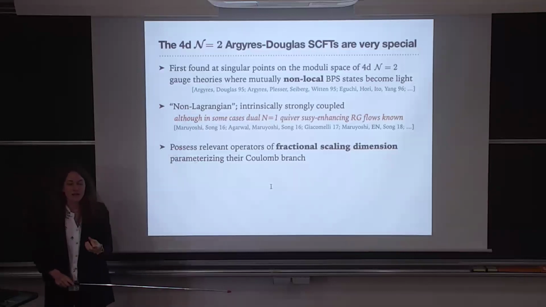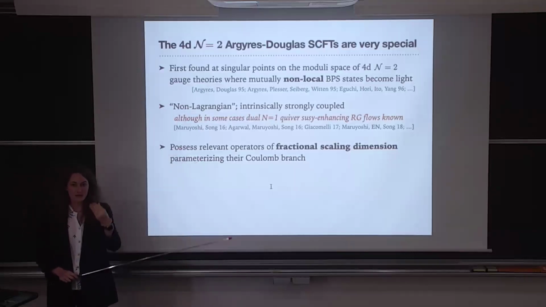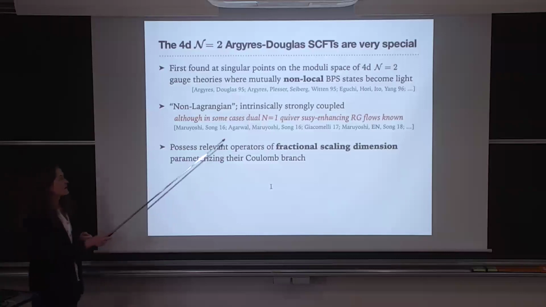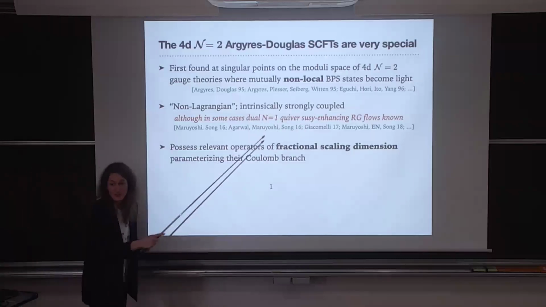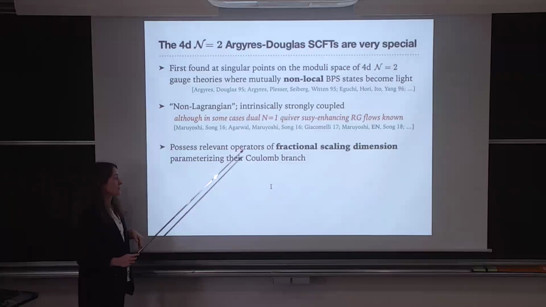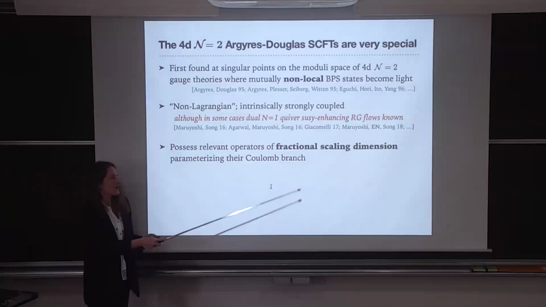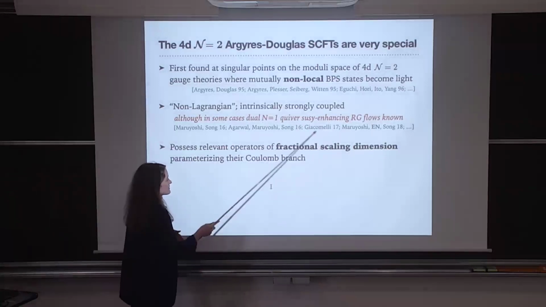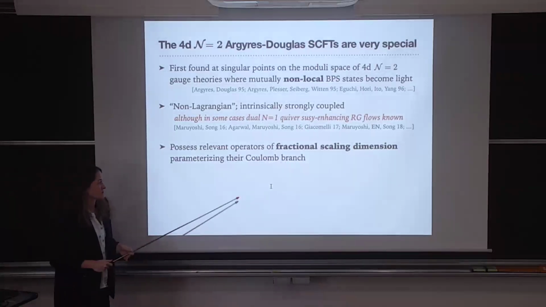Like we don't have an N=2 preserving Lagrangian that describes the conformal point of these theories. Although I do want to emphasize that there are some cases in which we have dual N=1 Lagrangian quivers, like quiver gauge theories that are argued to flow into the same Argyres-Douglas points. So there's supersymmetry enhancing from N=1 to N=2.